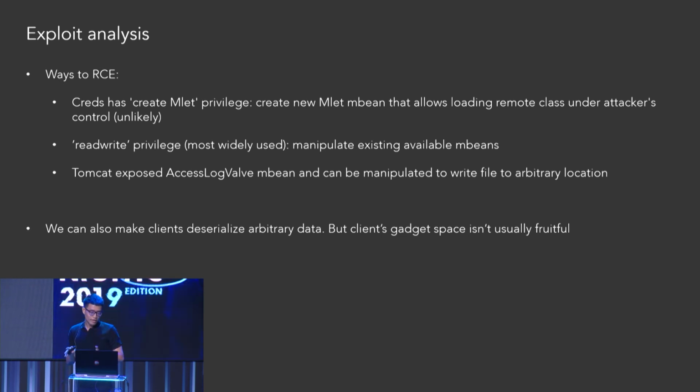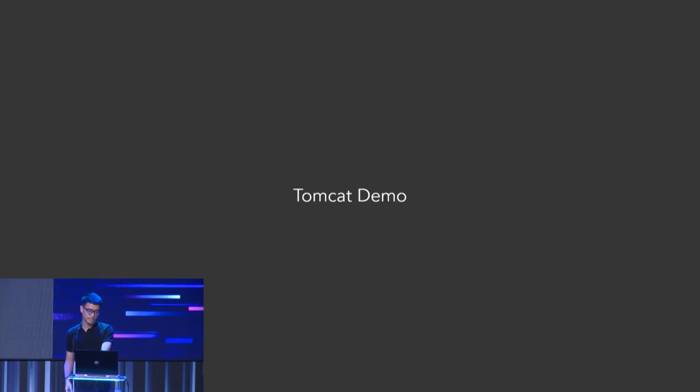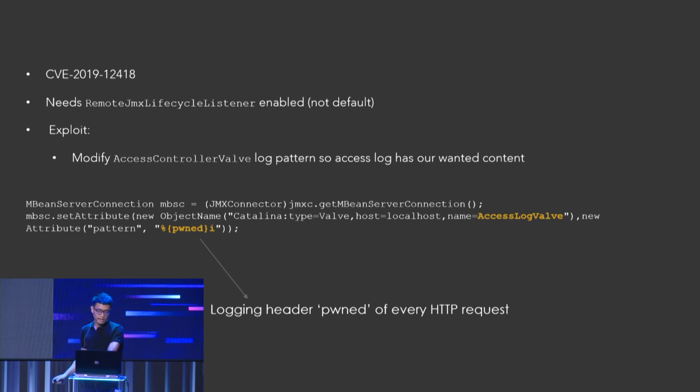So if you have the read-write privilege, which is the most widely used privilege in the JMX protocol, you can manipulate existing available MBeans, which are like the available JMX methods, to escalate into remote code execution. Apache Tomcat does expose one of that type. Its name is AccessLogValve, and it can be manipulated to write a file into an arbitrary location. So it's the exploit in action.